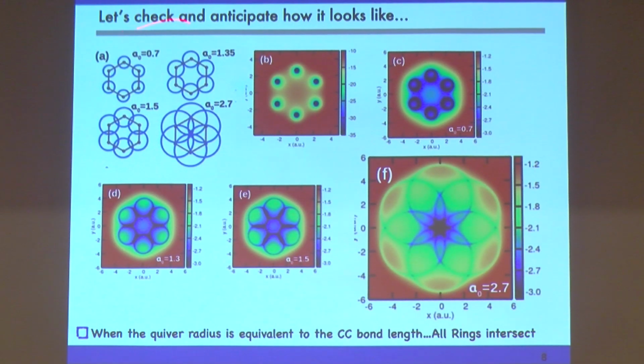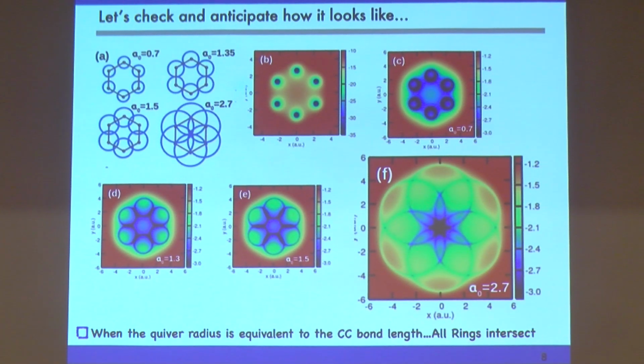Now let's say that you keep increasing this quiver distance. There is only one configuration, so this is alpha 0 equal to 1.35, where the circles barely touch. You have to imagine that these circles are actually tori. So now when you take alpha 0 equal to 1.5, which is more than the carbon-carbon bond distance, these circles start intersecting. But then, if the circle radius is equivalent to the bond distance, all circles would intersect and a deep potential is formed in the middle. So this is something which we can easily understand.